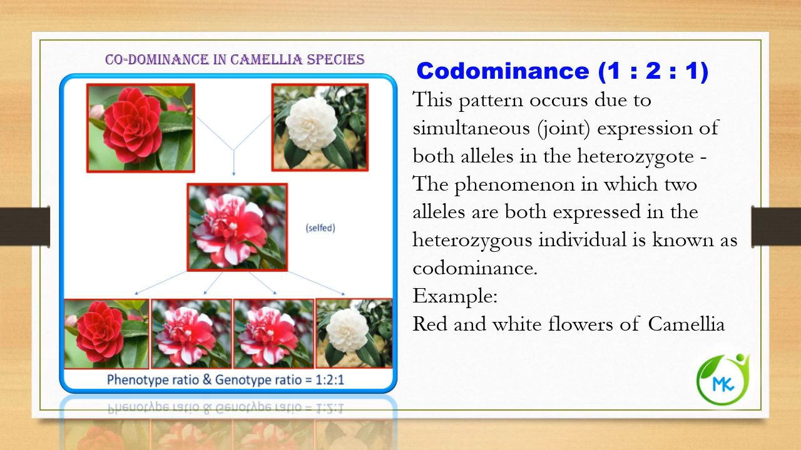The next concept: we have seen incomplete dominance. Next is codominance. This pattern occurs due to simultaneous, that is joint, expression of both alleles in the heterozygote. Here you could see the Camellia species in flower, red and white. Here you could see in the F1 generation, both red is there and white is also expressed. So this is referred to as codominance. The phenomenon in which 2 alleles are both expressed in the heterozygous individual is called codominance.